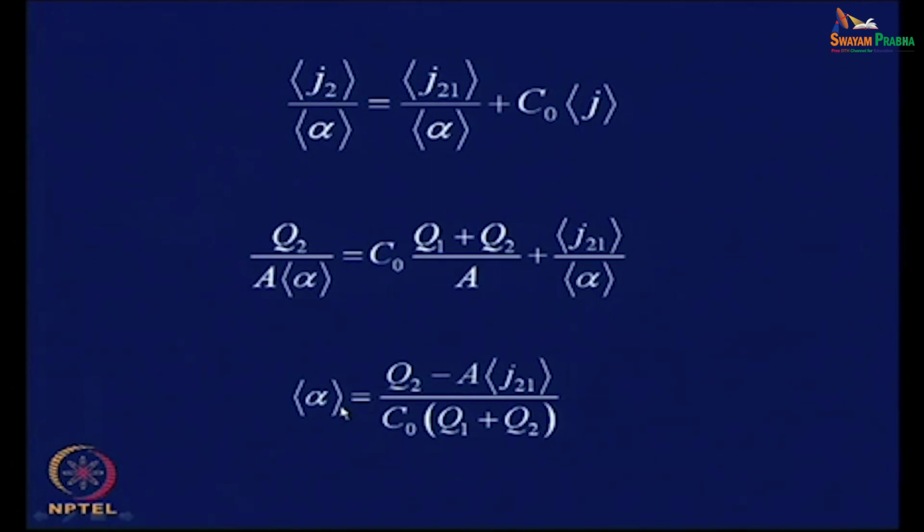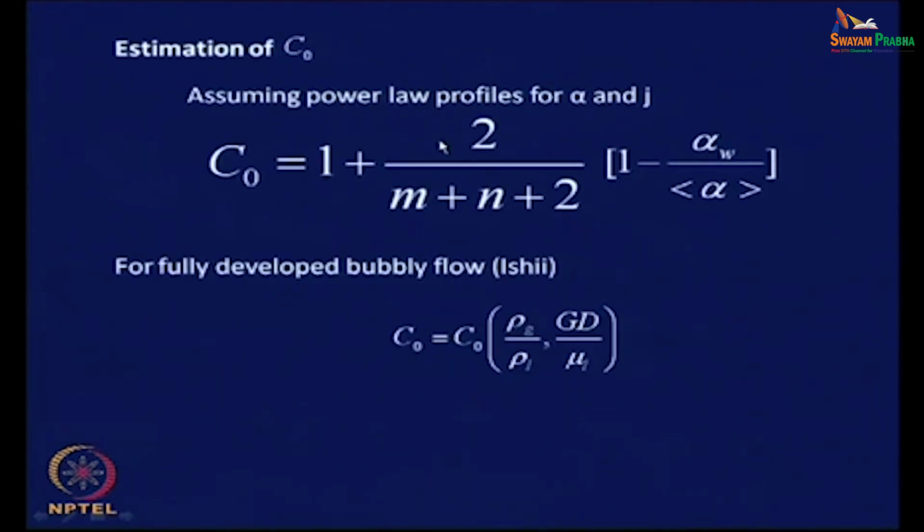Now, the usual trend to find how much the actual situation deviates from the homogeneous flow value, we usually plot this particular term with this particular term, and then the deviation of the data from the 45 degrees line passing through the origin gives us an idea about the magnitude of C0 and J21 by alpha. Okay. So, next is estimation of C0.